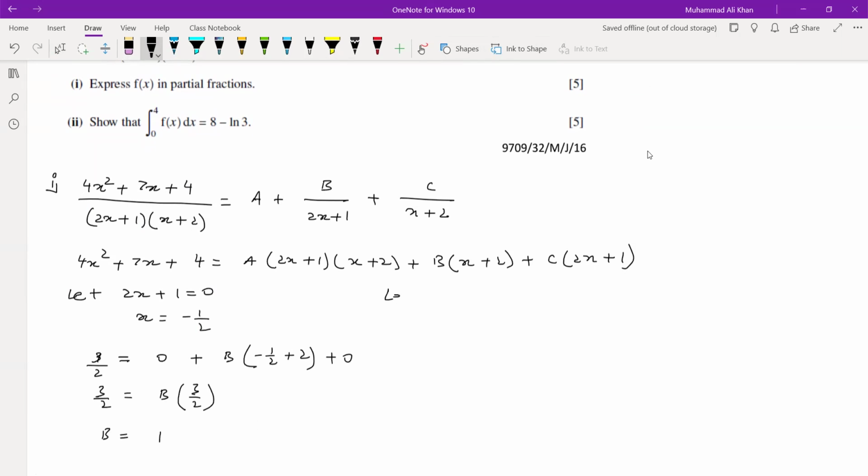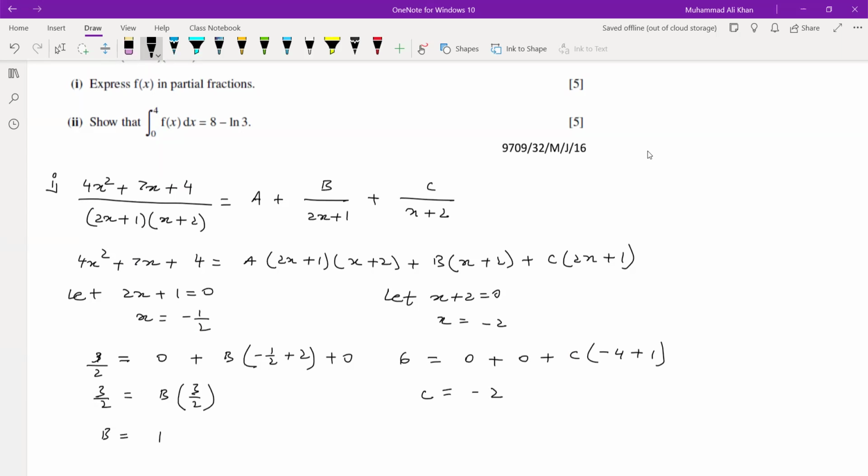After that, let x plus 2 is 0. So what is the value of x? Minus 2. At minus 2, what is the left hand side? Six. The left hand side is 6 equals to first 0, second 0. We'll get the third value. 2 into minus 2 is minus 4 plus 1. It is minus 3. So c equals to 6 divided by minus 3, minus 2.